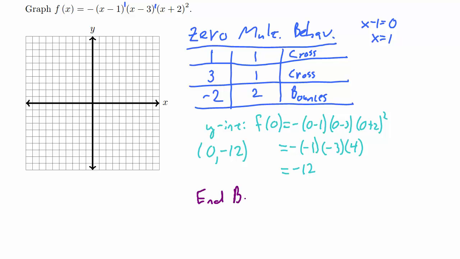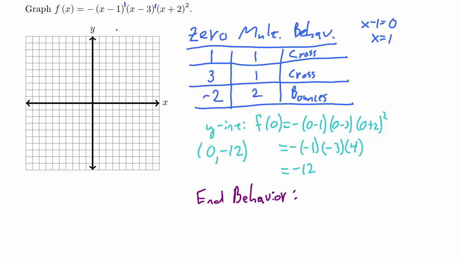The next thing we're going to look at is the end behavior. Well, again, if I can possibly spell something correctly, that would help. The question becomes, what is the degree of this polynomial? And the degree is simply the sum of the multiplicities. 1 plus 1 is 2, plus 2 is 4. So this is a degree 4 polynomial.